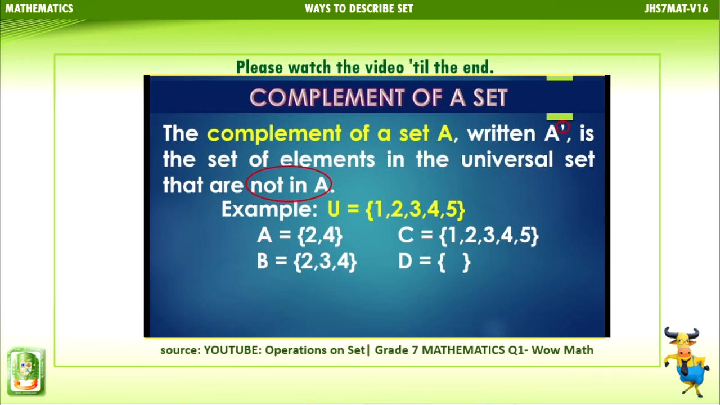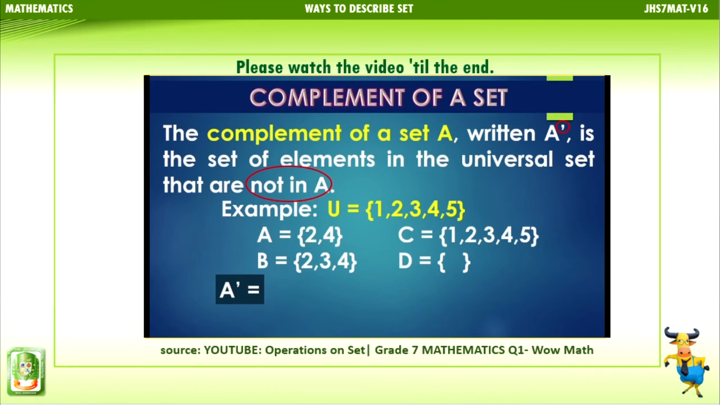So, the universal set, we have 1, 2, 3, 4, 5. Set A, we have 2, 4. B, we have 2, 3, 4. C, 1, 2, 3, 4, 5. And then D, we have an empty set. Alright. So, the complement of set A.